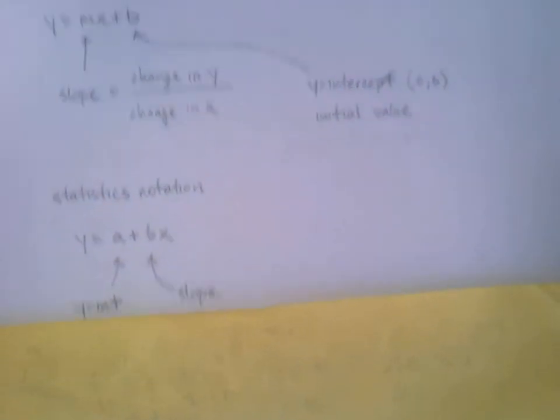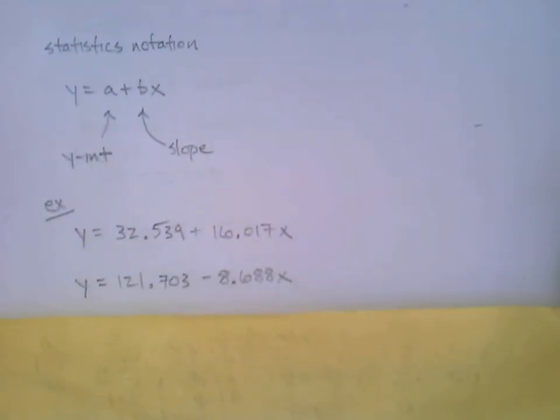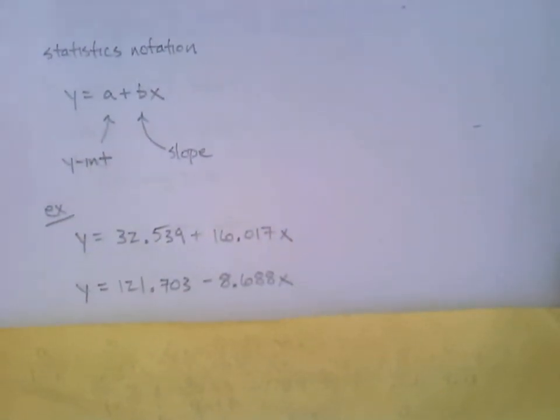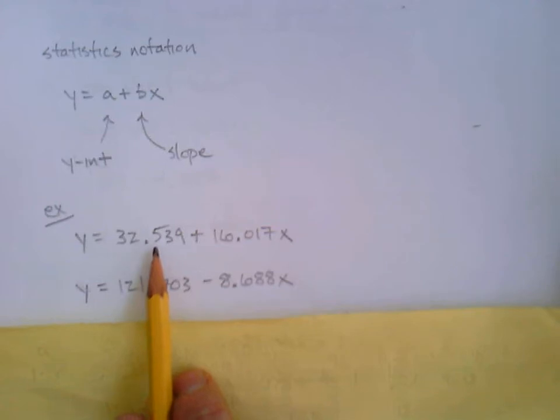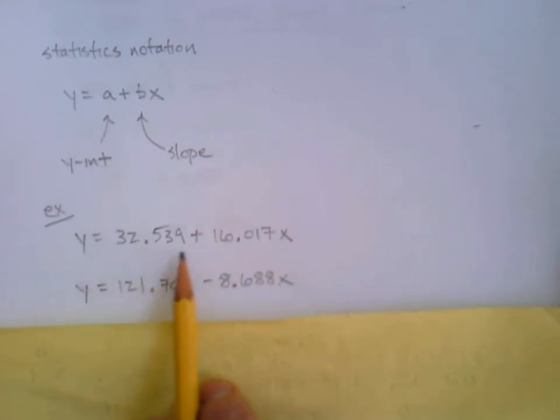Just to give a couple of examples of the sort of things we'll see, we get a lot of rounded numbers, right? So here's two examples just to be familiar. So how about y equals 32.539 plus 16.017x. So that's the equation of a line.